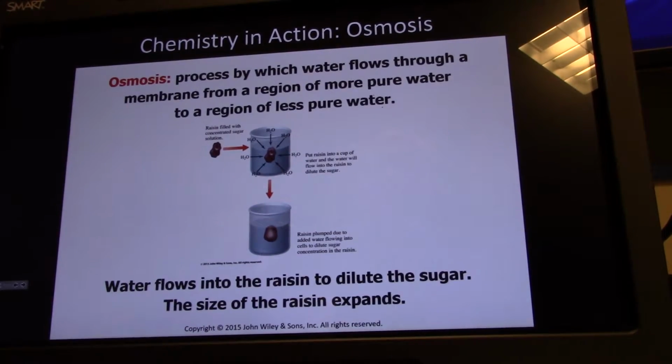Osmosis. This is the process by which water flows through a membrane from a region of more pure water to a region of less pure water. Osmosis is like diffusion, but you look at it from the viewpoint of water. How is the water moving? And water wants to move from high water to low water. Everything moves from high to low. And so the water will go into this raisin until it reconstitutes into a grape. But osmosis is just diffusion from the perspective of water.